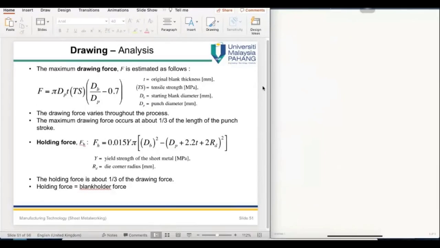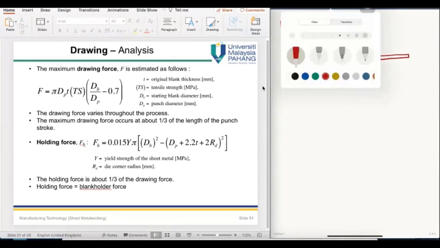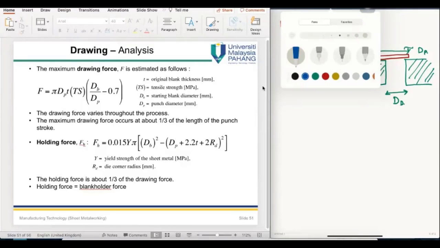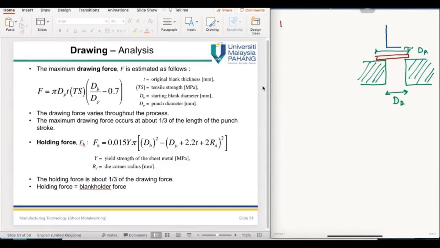Now that we know we can safely operate our drawing process, let us start with the forces which are generated during the drawing process. Yesterday, day before yesterday, we saw that we have a blank, and to do the drawing process, we need a die. We have a die which has a die cavity, and the die diameter is also very important. We have the blank diameter, and then we have a punch which has some clearance with the die diameter. This is the punch diameter DP.